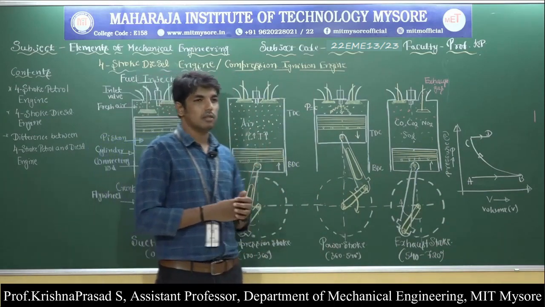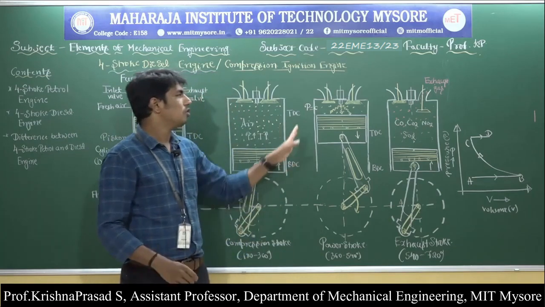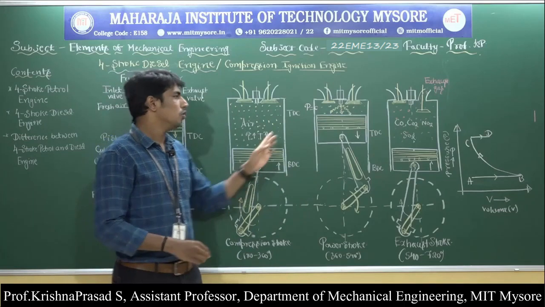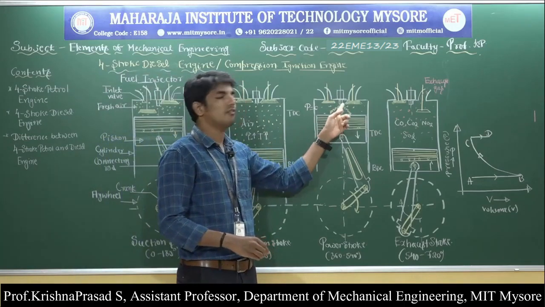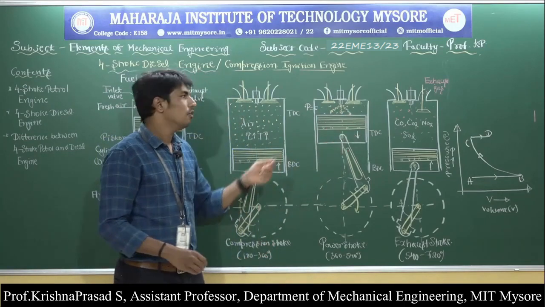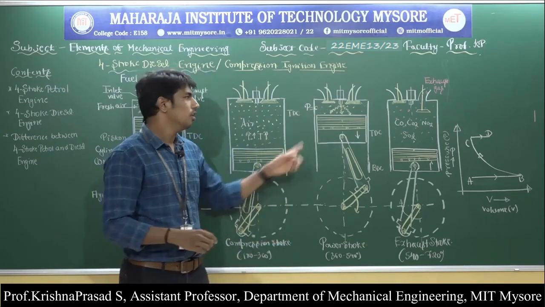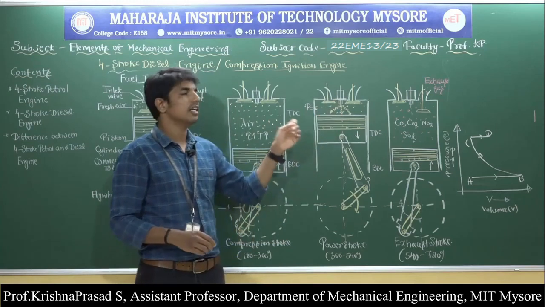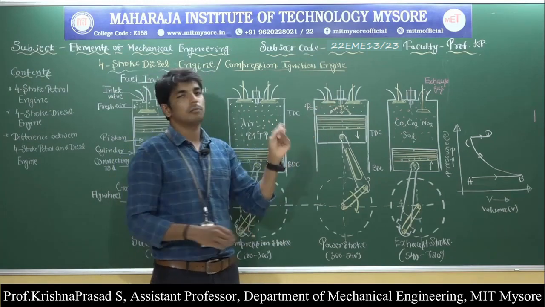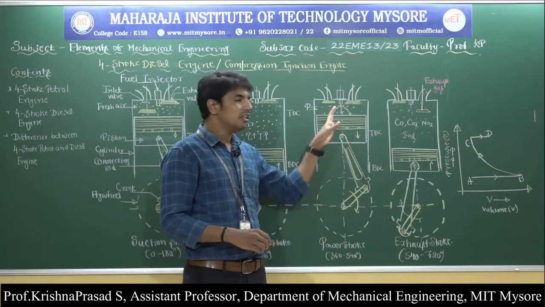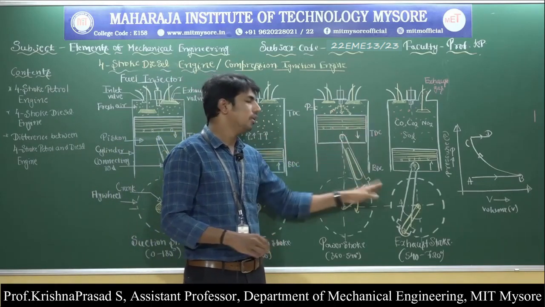Then the third one is the power stroke. What happens in the power stroke? In the power stroke also, both the inlet and exhaust valves are closed. The high pressure and high temperature air ignites when diesel is sprayed from the fuel injector. I repeat, the high pressure and high temperature air is ignited when diesel is sprayed from the fuel injector. This produces a high amount of energy, and this pushes the piston from TDC to BDC.